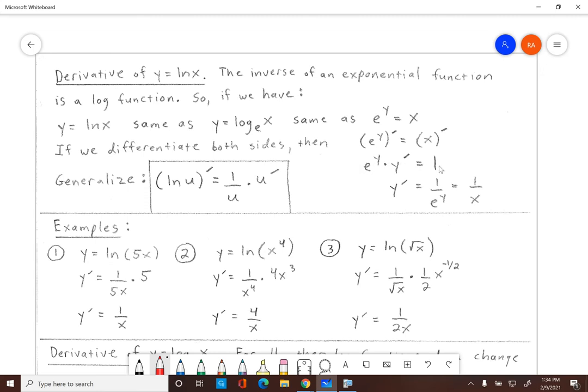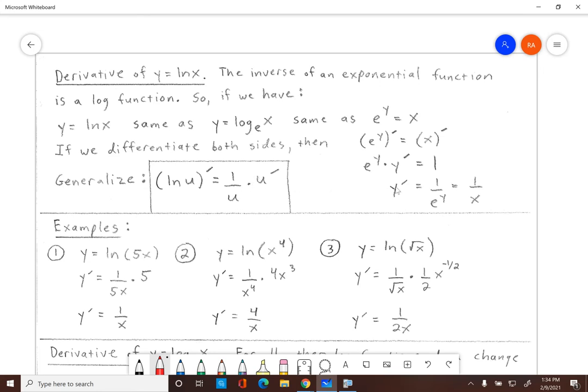So I created my derivative equation. Then I can just divide both sides by e to the y to get y prime equals 1 over e to the y. I can leave my derivative just like this, or check this out, x is equal to e to the y. So that means the derivative of natural log of x is just 1 over x. Isn't that interesting? The derivative of natural log of x is 1 over x. And then you can just chain rule that out. The derivative of natural log of something is 1 over something times the derivative of that something.